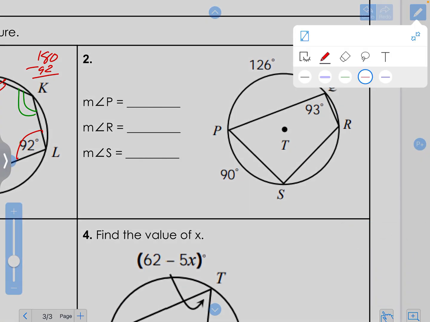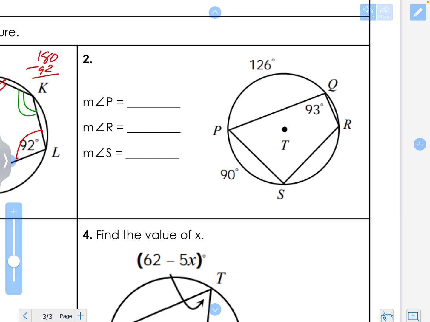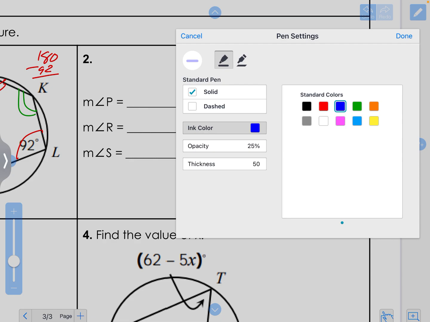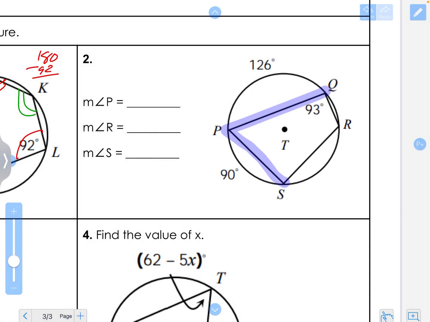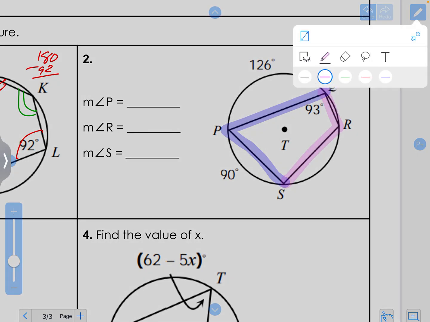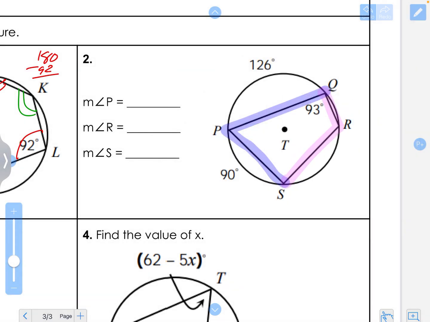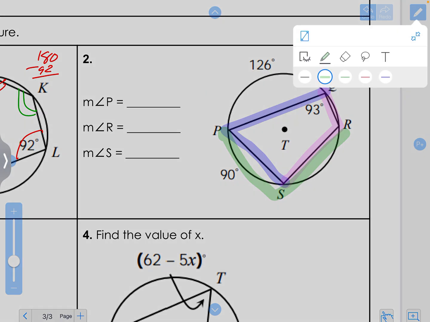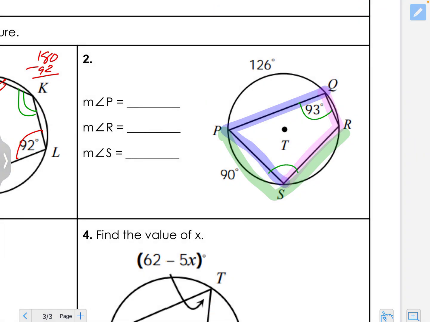All right, so now we need to combine our rules. So we're looking for the measure of angle P, which is there. We're looking for the measure of angle R, which is there. And then finally, we're looking for the measure of angle S. So angle S is going to be our easy one because S and Q are opposites. Because they're opposites, we know they equal 180 degrees. And so we're going to subtract 93, and we should get 87 degrees for angle S.